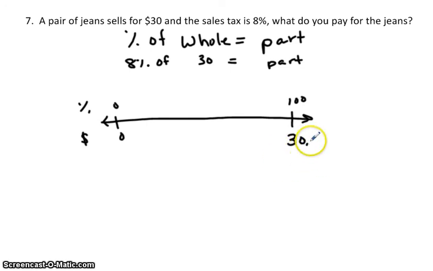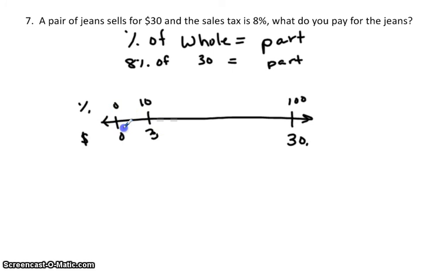If I'm finding 10%, remember I move my decimal 1 place to the left. So let's go there first. We're going to find 10%. So 100 divided by 10 is 10%. 30 divided by 10 makes 3. So I know that my percentage of tax is going to be close to $3 because we have 10% here.